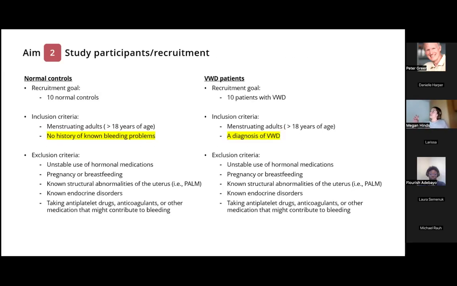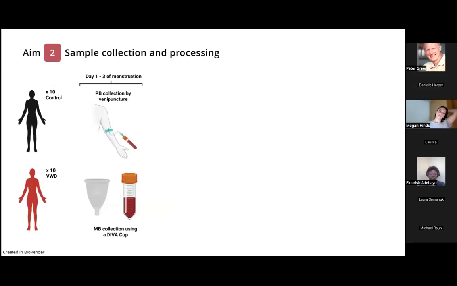So getting into the actual meat of the project then, for recruitment we're looking at 10 normal controls and 10 patients with VWD. Controls have no known history of bleeding problems, and VWD patients will have a diagnosis of VWD, and exclusion includes things like unstable use of hormonal medications, pregnancy, and any other things that may actually affect menstrual blood loss or other bleeding patterns. And so menstrual blood will be collected in that same time frame, and we're also hoping to collect peripheral blood within that same time frame in order to compare factor levels in both.